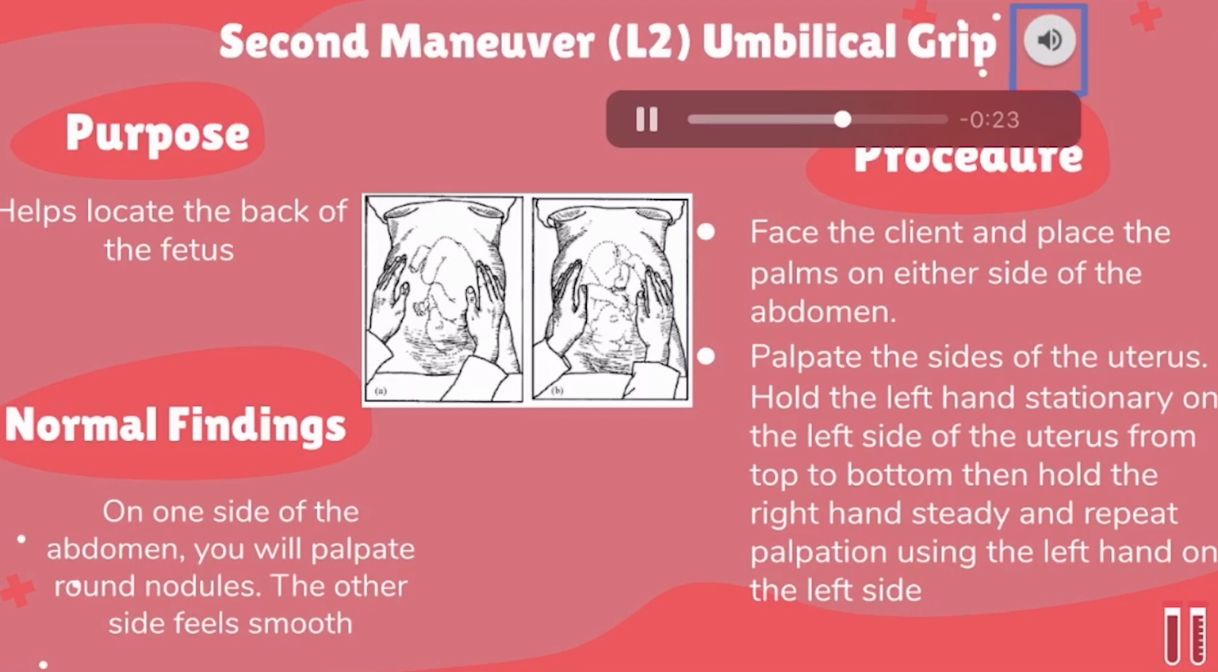After the assessment procedure, we will then find out if our findings are normal. If on one side of the abdomen, you will palpate round nodules that are the fists and the feet of the fetus. The other side of the abdomen feels smooth, which is the fetal back. Kicking and movement are also expected to be felt and are normal.